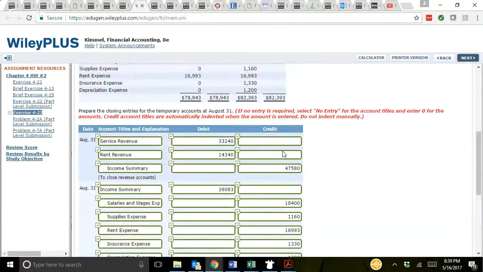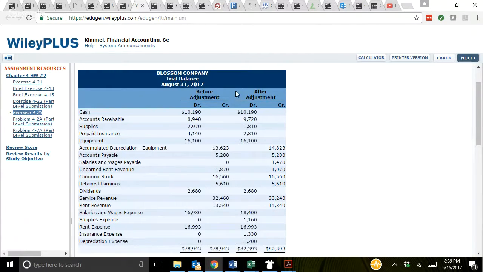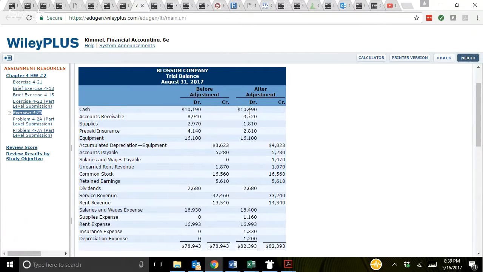All right, guys. This is the homework from homework number 2, exercise 4-23. What we're given here is the adjusted trial balance for Blossom Company. We have the before adjustment numbers and the after adjustment numbers. So thankfully in this case, we don't have to go through and do the adjustments ourselves. They've been done for us.